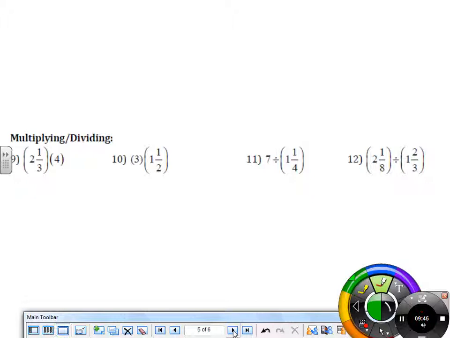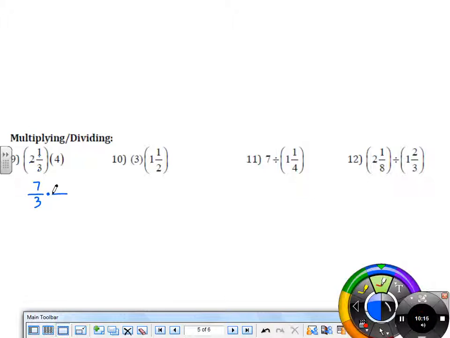All right, so the last set of problems on the handout focus on multiplying and dividing. So what we're going to do is multiply and divide, but again, we want to turn everything into fractions before we do so. So in the first problem, number 9 on here, I see 2 1/3 times 4. So 2 1/3, again, the 3 times the 2 is going to be 6, plus the 1 is going to be 7. So I'm going to get 7 over 3.